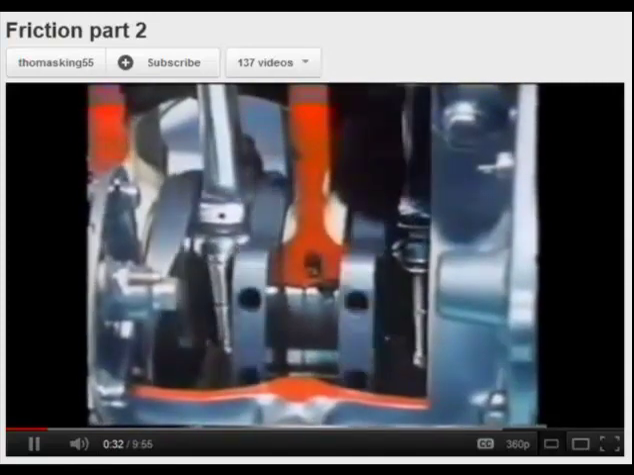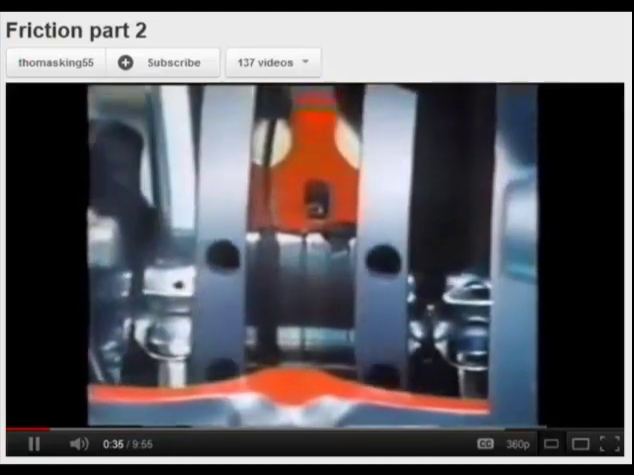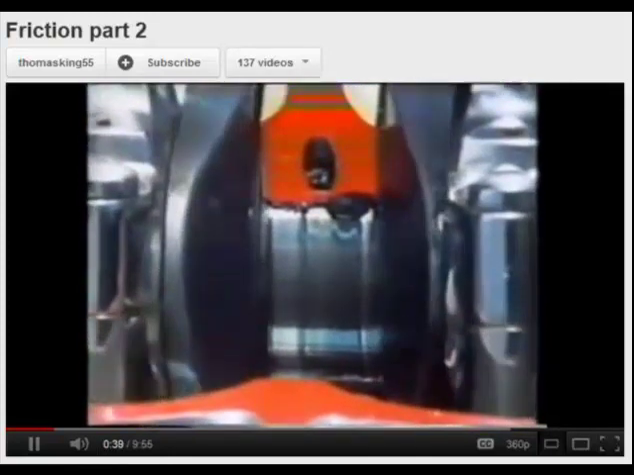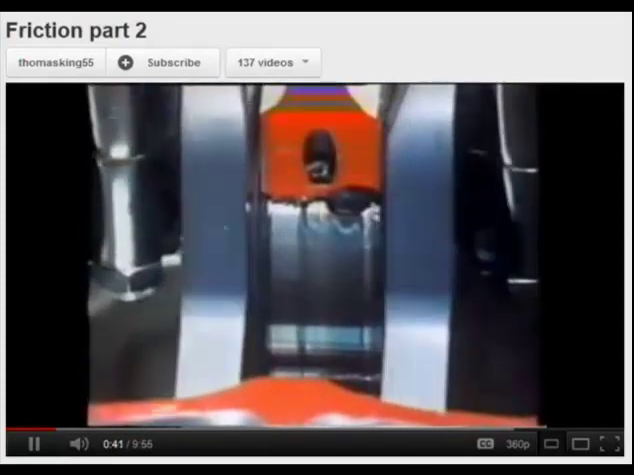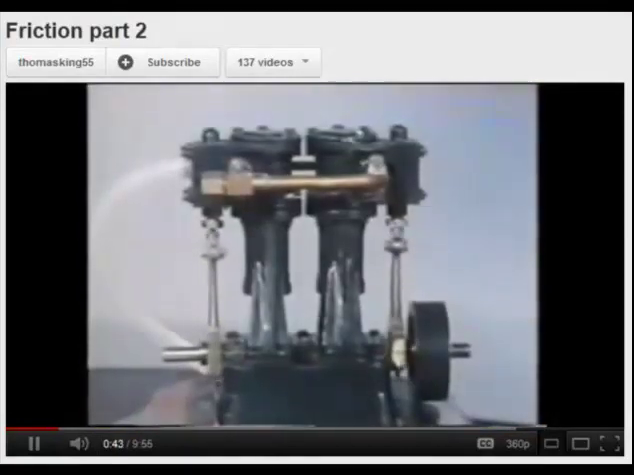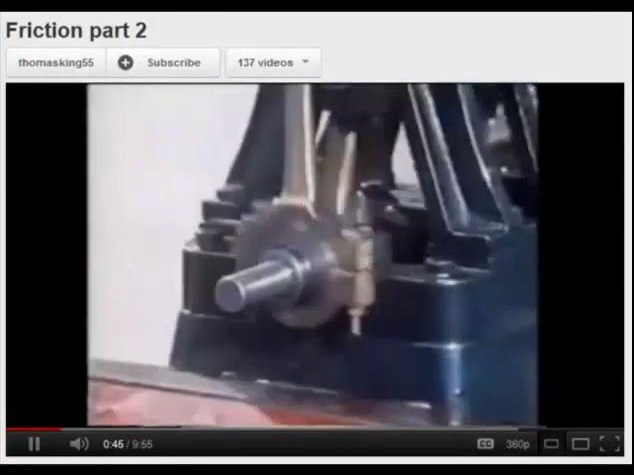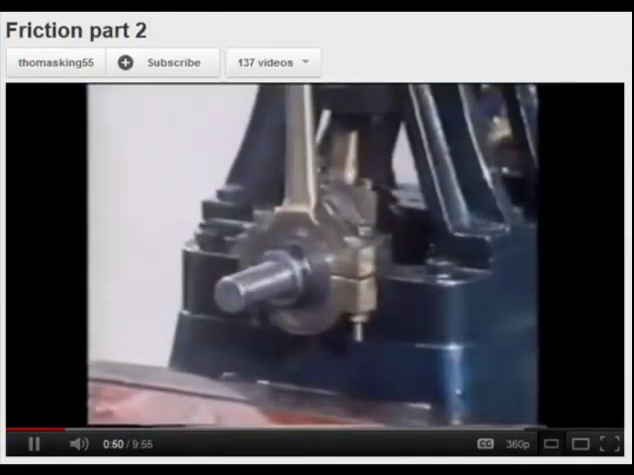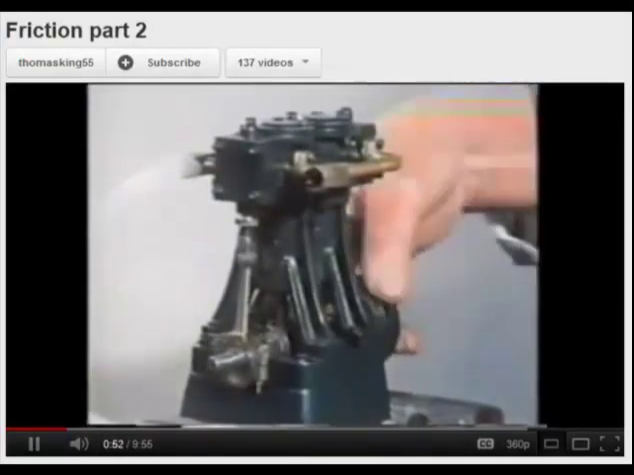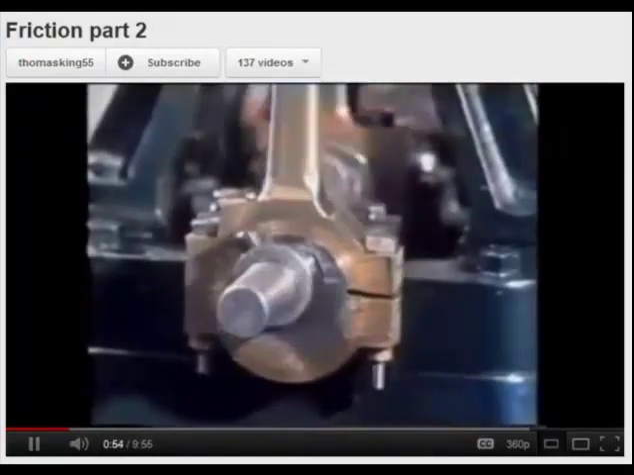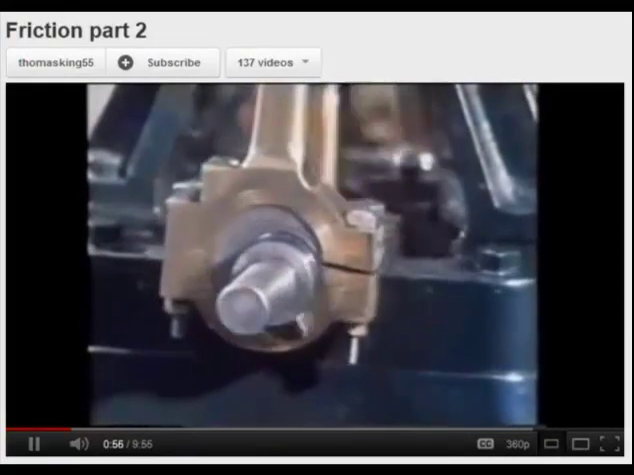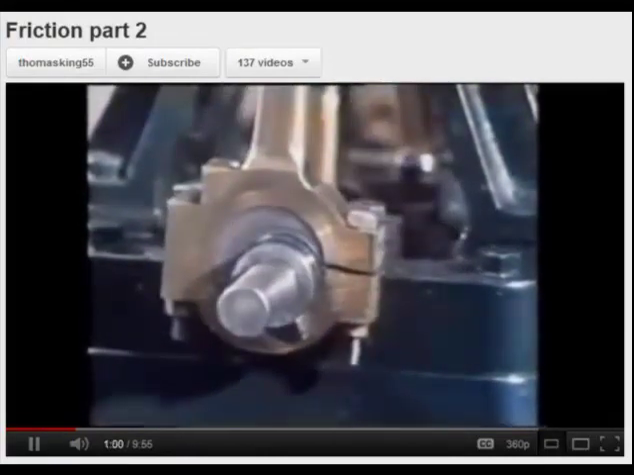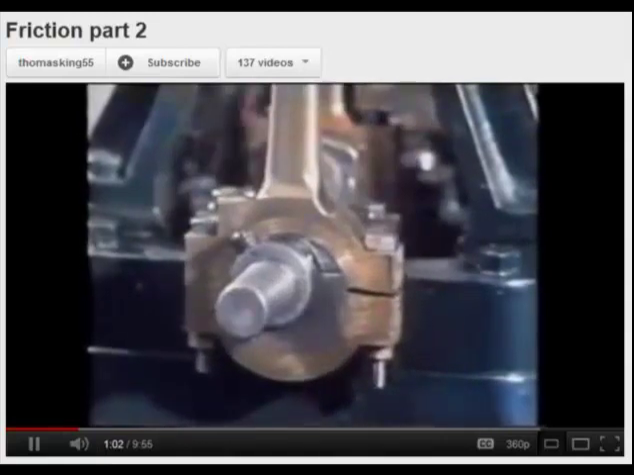Good design and lubrication of bearings is a fundamental contribution to the efficient running of any machine. This model steam engine has one of the commonest types of bearing, a journal bearing. It separates the drive shaft and the conrod. It's made of phosphor bronze, which is a softer material than steel, and it reduces wear and tear on both the drive shaft and the conrod.